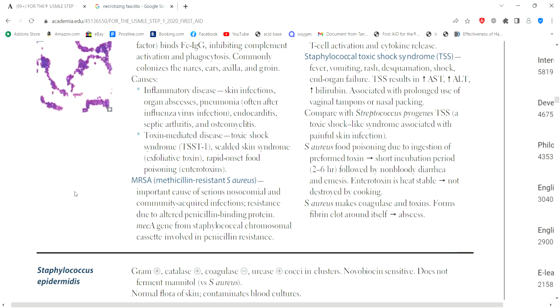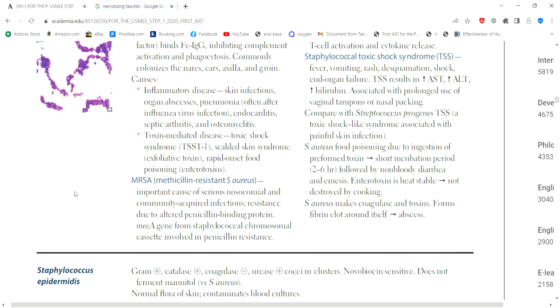Staph aureus makes coagulase and toxins, and forms a fibrin clot around itself, and this is how you get an abscess. Coagulase clots blood around the infection, so the infection can be contained in the abscess. This is good for Staph aureus, that's how they thrive in the body. That's why it's coagulase positive.